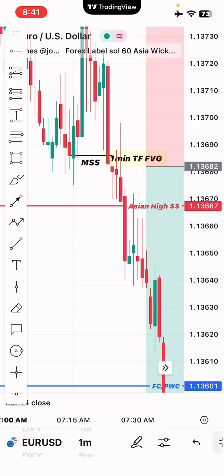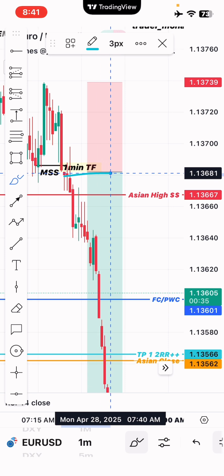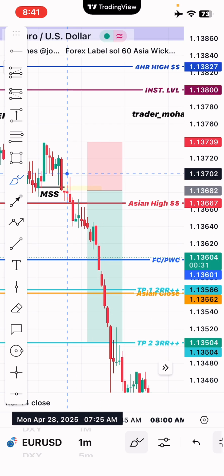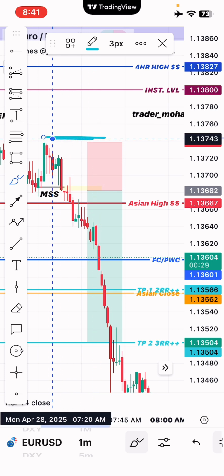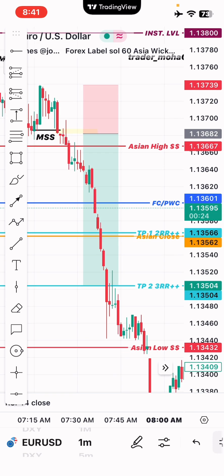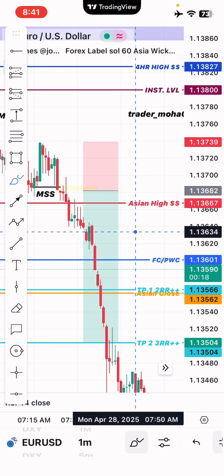So this was actually my entry. The fair value gap was my entry, and my stop, my invalidation point, was this high. Price first hit TP1, which was 2RR, and then I moved my SL to break even as usual, and I took partial 50%.